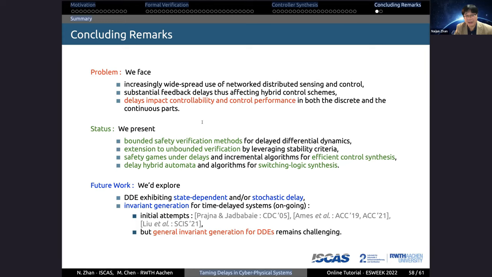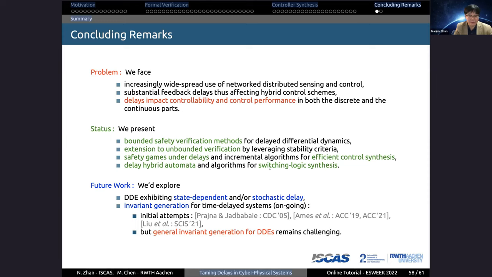Delays impact the controllability and the control performance in both the discrete and the continuous parts. The results we present in this tutorial include the bounded safety verification methods for delayed differential equations, an extension to unbounded verification by leveraging stability criteria, also safety gains and the algorithm for efficient control synthesis, and the delay hybrid automata and the algorithm for logical synthesis.